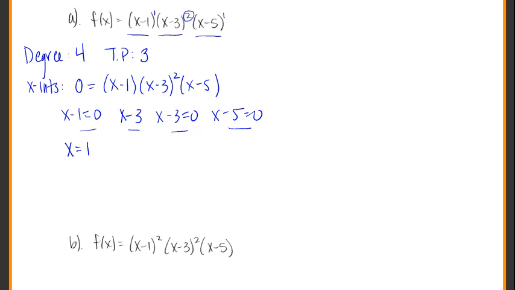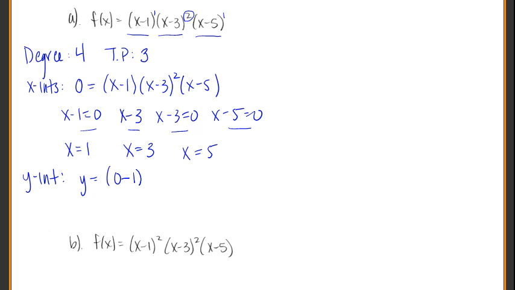We get x equals 1, x equals 3 twice, which we're going to call a double root, and x equals 5. The next thing we have to find is our y-intercept, and our y-intercept is when we go up there and plug 0 in for x.